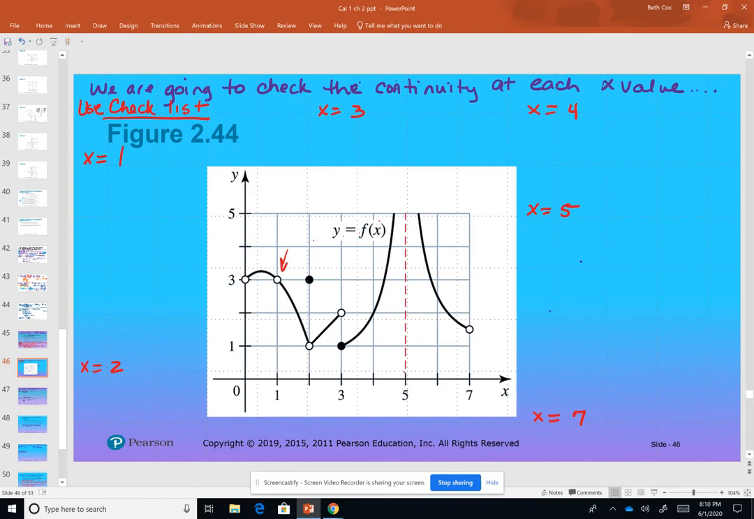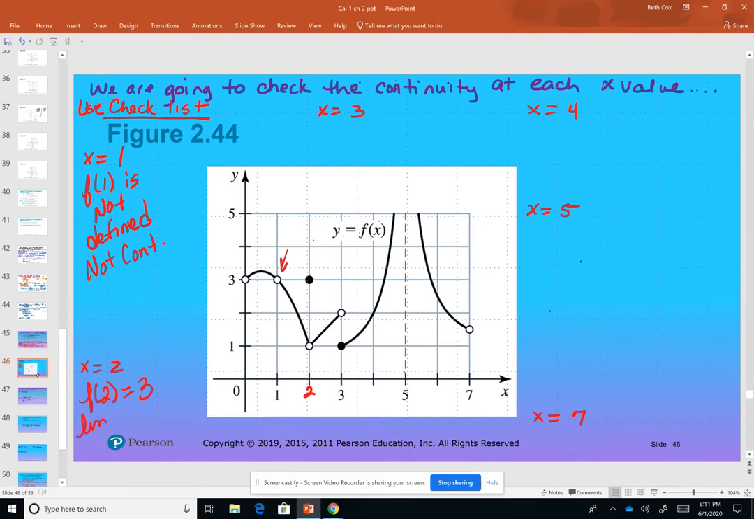That defies the first of the checklist. So f of 1 is not defined. We don't have a number for f of 1. So that's why it's not continuous, because it violates the first one. F of 2, however, is defined. F of 2 is defined as 3. But what about the limit? So we move on to step 2, or checklist number 2.